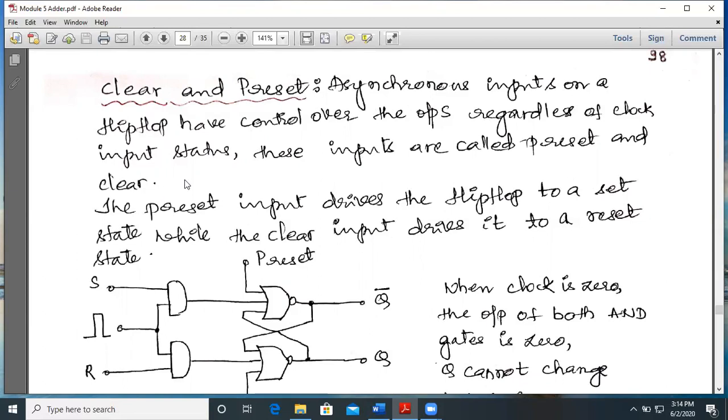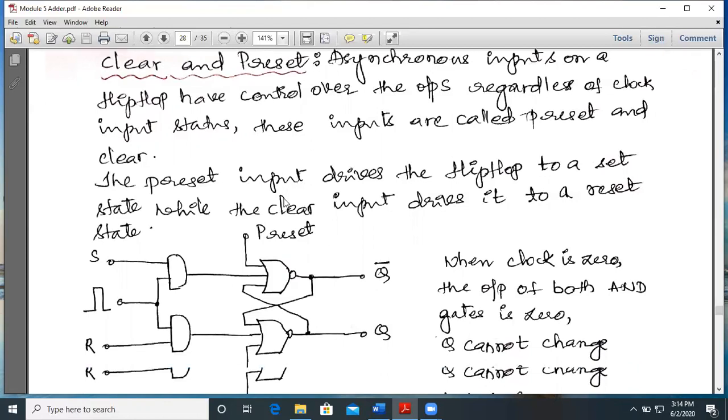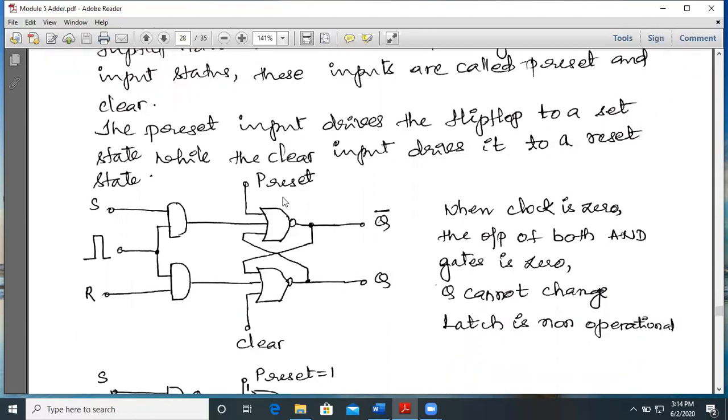But here what we need to see is that the clock signal actually has all the authority, so whenever the clock signal is given and we give the input, accordingly we get the output. Those inputs are called synchronous inputs. Here we are giving asynchronous inputs. Generally, asynchronous inputs don't have control over the outputs, but these inputs that we give have control over the outputs. Now we need to see how they work.